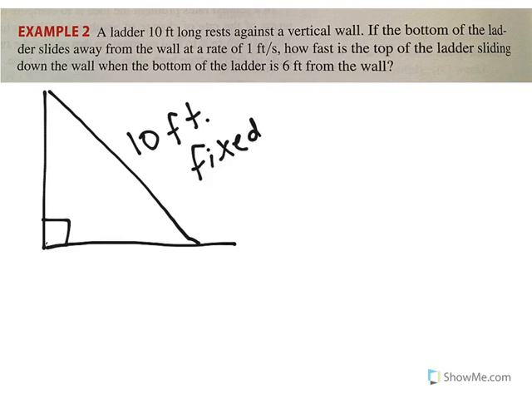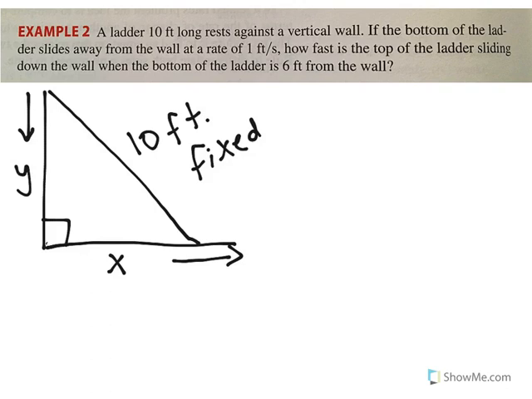If you can visualize this situation, the ladder is falling down this way, which means the bottom of the ladder is kicking out away from the wall. It says the bottom of the ladder slides away from the wall at a rate of 1 foot per second. Let's give these some labels. If you think about this as a right triangle, 10 is going to be the hypotenuse. I'm going to call this x and this y.